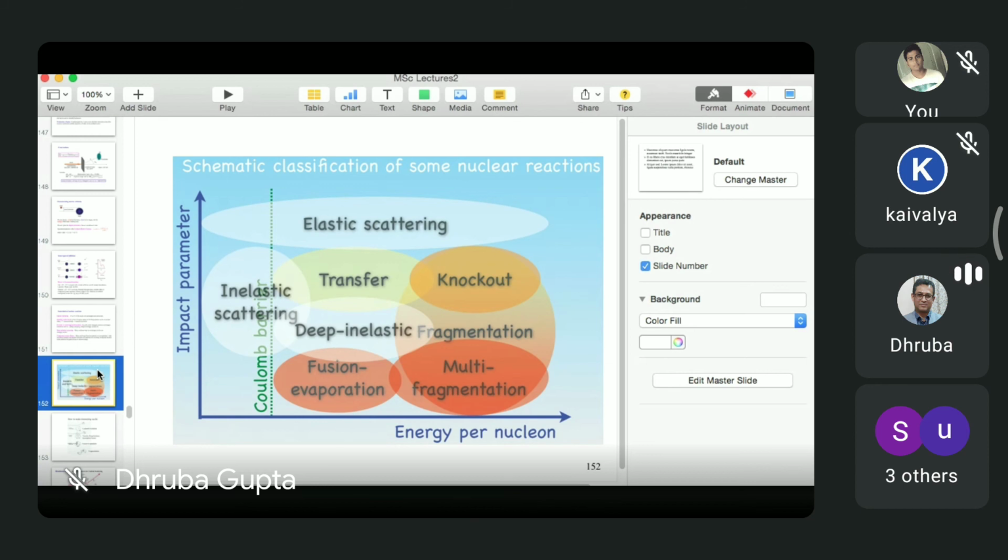And you see the lowest impact parameter and highest energy will result in multifragmentation. So it is one order of magnitude greater than fragmentation, because in fragmentation the target nucleus fragments into a number of fragments, but multifragmentation means a great many fragments. So is this plot clear to everybody? All of you tell me. It is clear? Yes, sir. Absolutely clear, right?